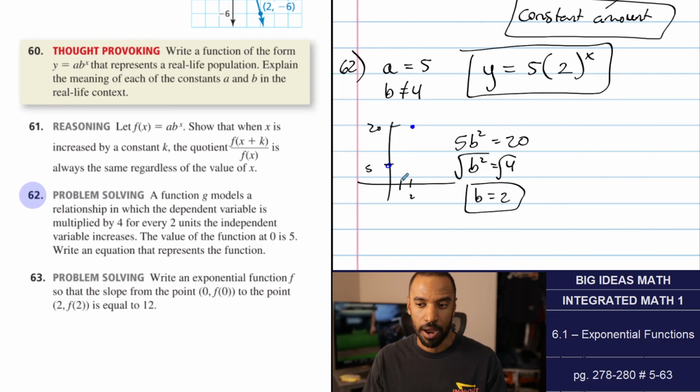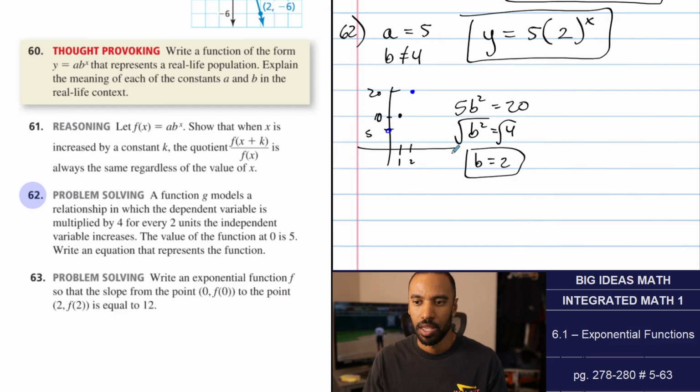But 5 times 2 to the x power. That way in between, when x is 1, y is 10. And then you double the 10, you get 20, and boom, you hit that. All right, number 63 is the last question.